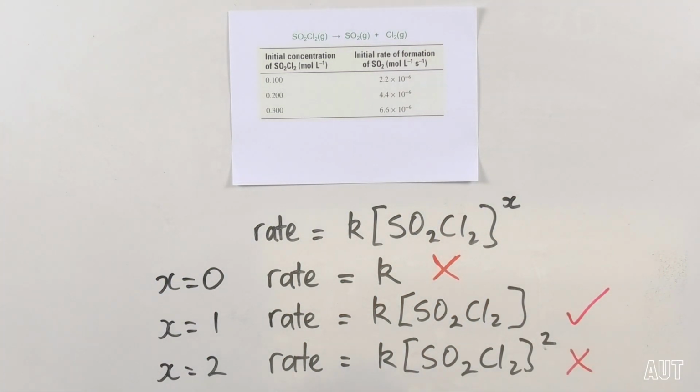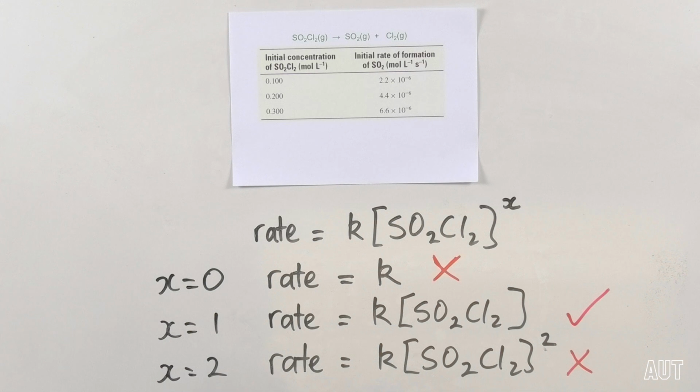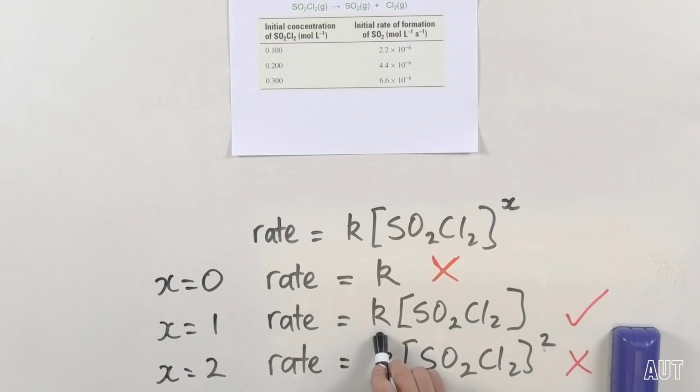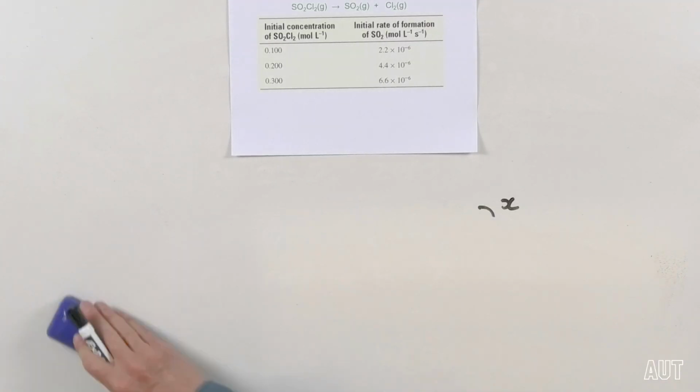And the rate law for this first order reaction is rate is equal to K multiplied by the concentration of sulfuryl chloride to the power of 1. First order reaction. Okay, we've nearly answered the question. And the one thing that we need to do now is determine what the rate constant is. Okay, the value of K. So let's go ahead and do that.